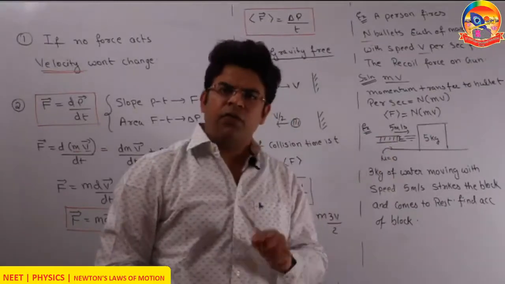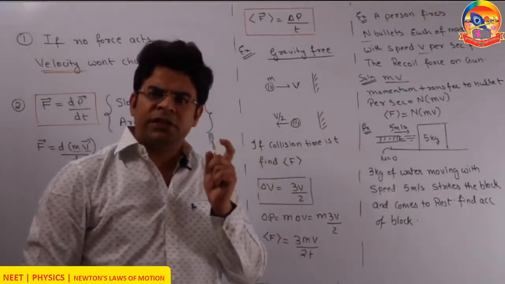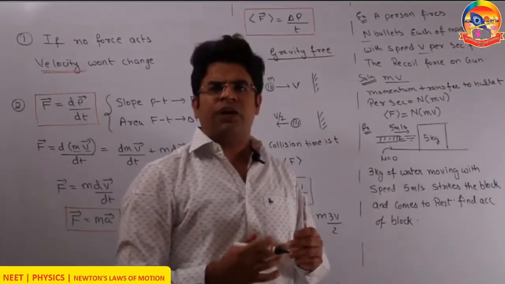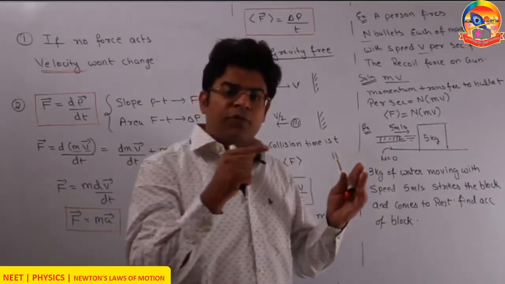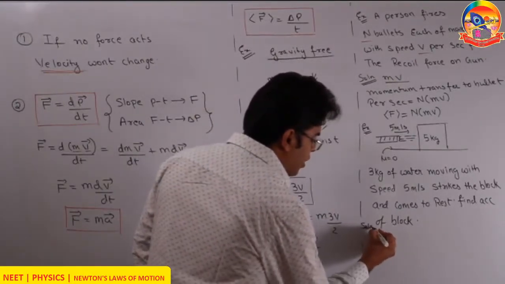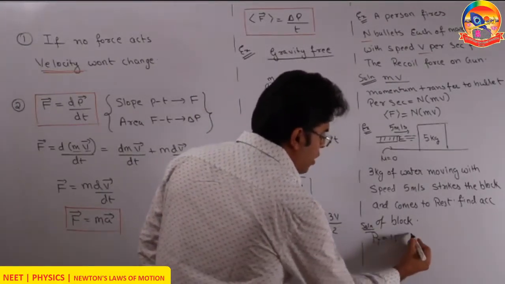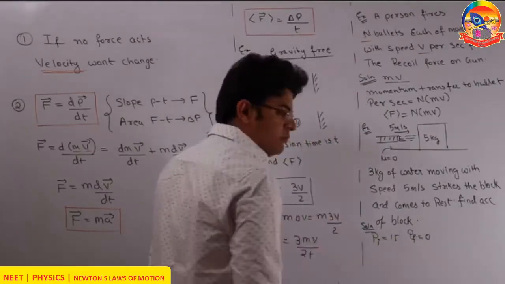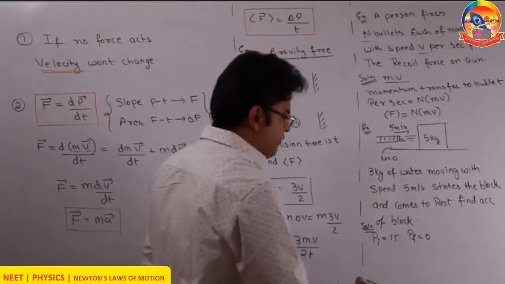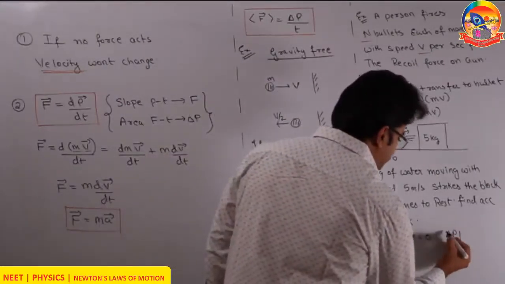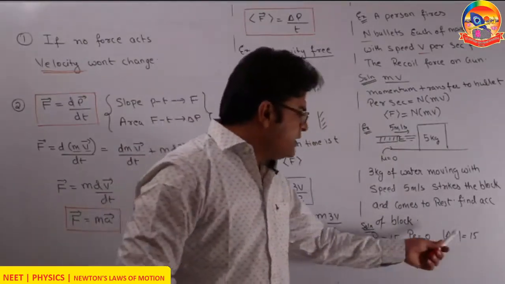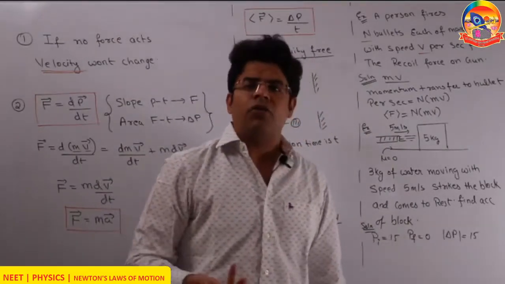So every second 3 kg of mass comes out, it hits the block and then comes to rest. Before hitting, what is the momentum carried by this 3 kg of mass? So mass is 3 kg hitting per second, speed is 5 meter per second. So momentum before hitting is 15. Momentum initial is 15. Momentum final is 0 because it comes to rest. So the change in momentum of water, magnitude wise, will be equal to 15.